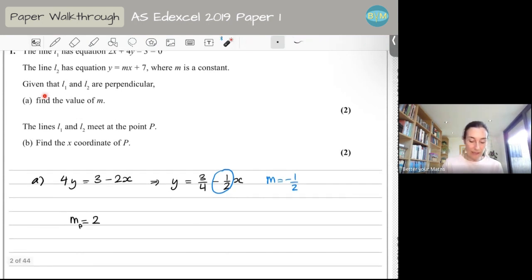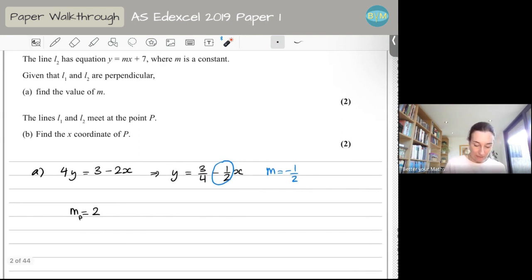Then lines L1 and L2 meet at the point P, and we have to find the x coordinate. Remember that sometimes they are going to ask for the coordinates in plural. That means we have to write both of them, the x and the y. In this case, they just ask for x. Don't waste time finding y. You don't want to waste time in your exams.